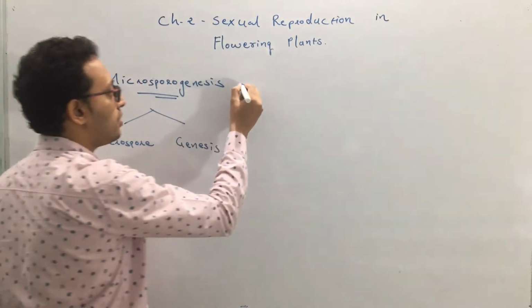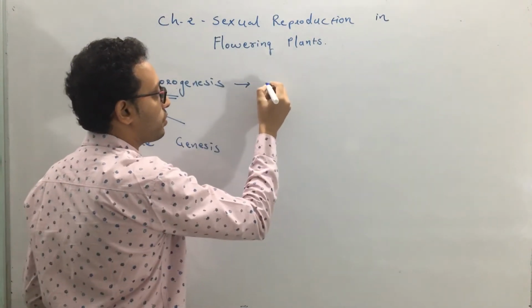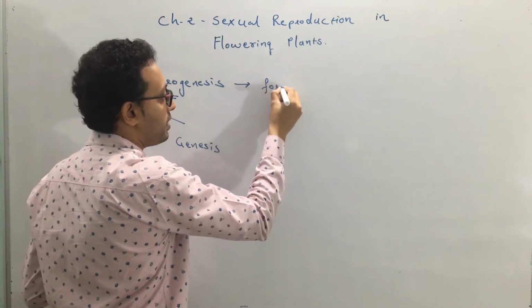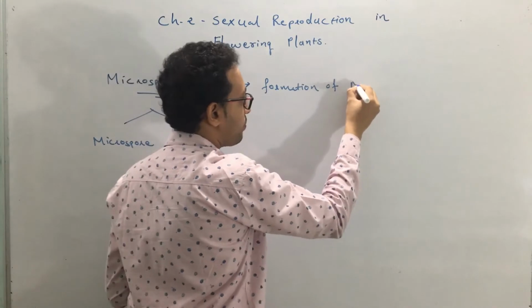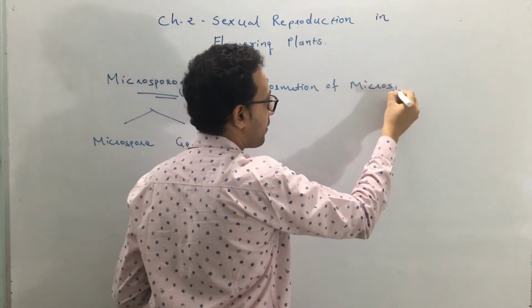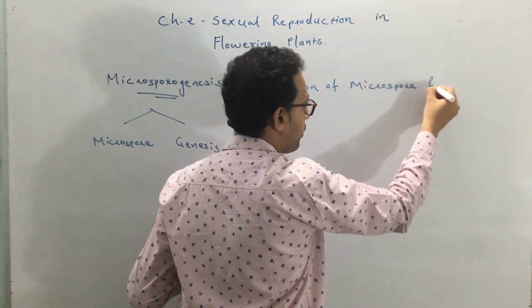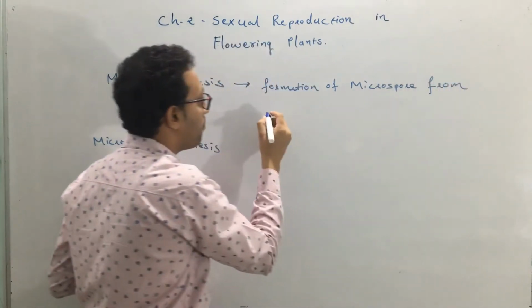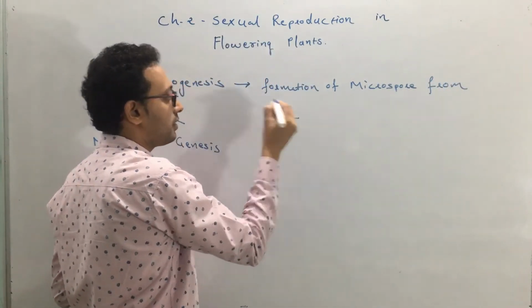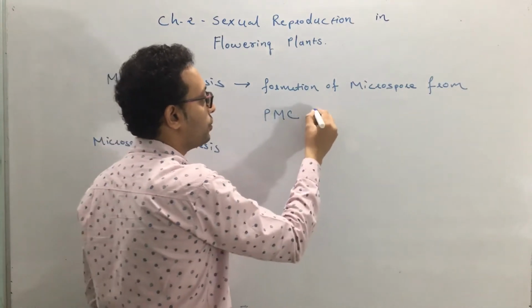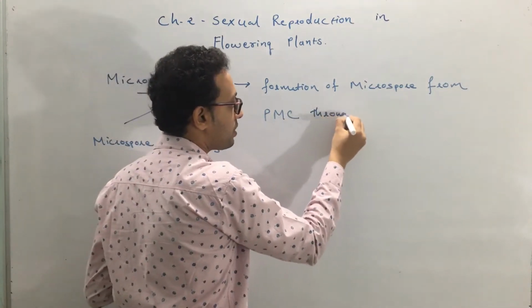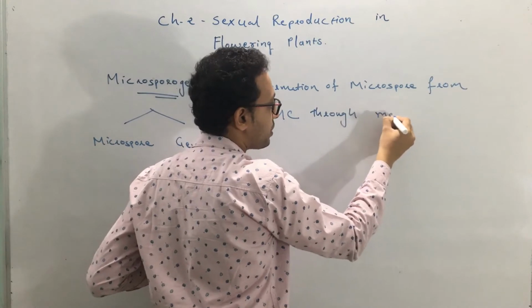So what is the definition of microsporogenesis? It's a process of formation of microspore from pollen mother cell, short form PMC, through which process? Through meiosis.